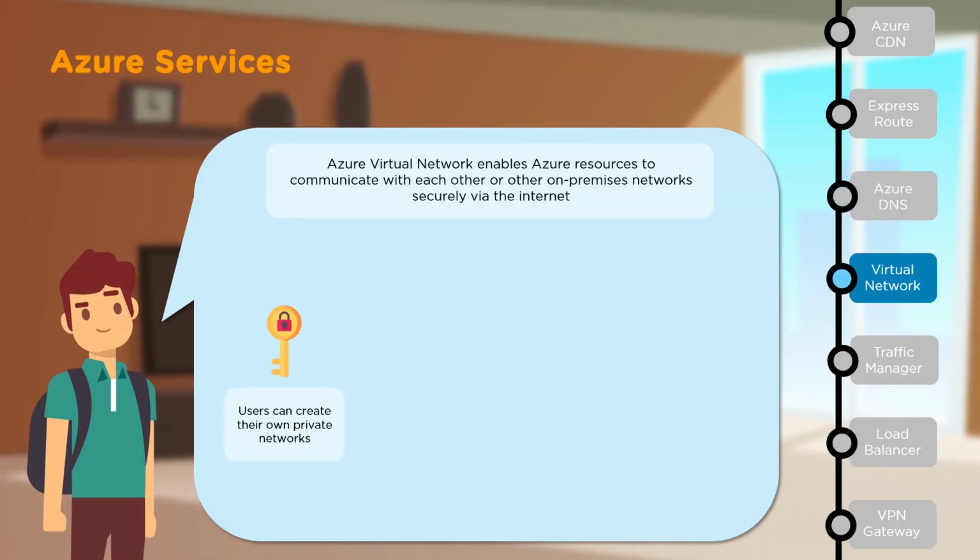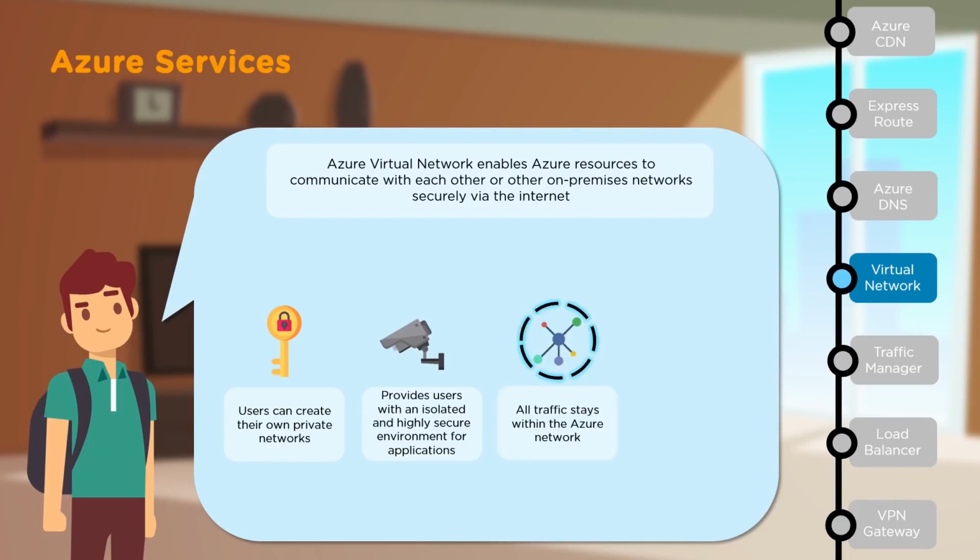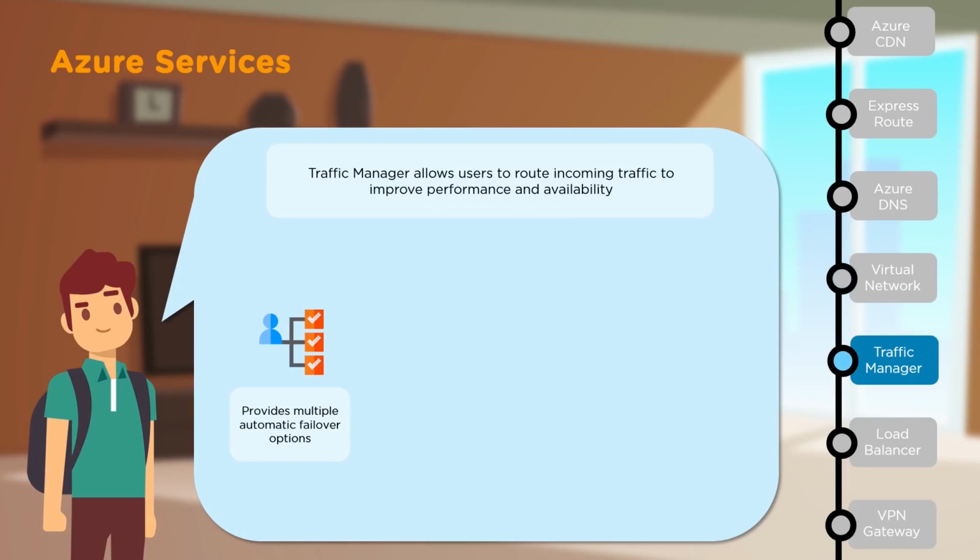Next, we have Virtual Network. Azure Virtual Network allows the Azure resources to communicate with each other or other on-premise networks via the internet, and all of this is kept extremely secure. Now with this, users can create their own private network for communication. It provides users with an isolated and extremely secure environment for their applications to run. Now all of the traffic stays entirely within the Azure network, and it also allows users to design their own networks.